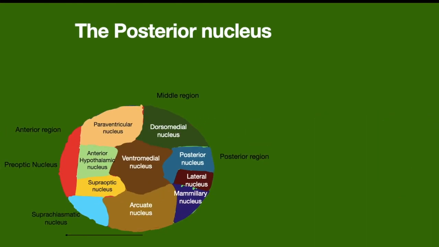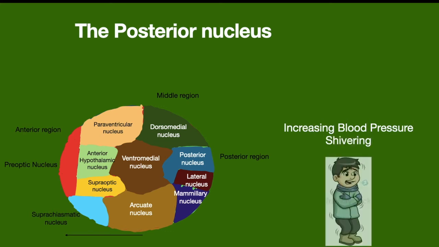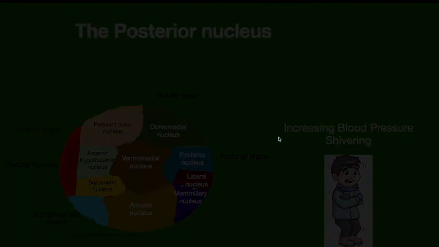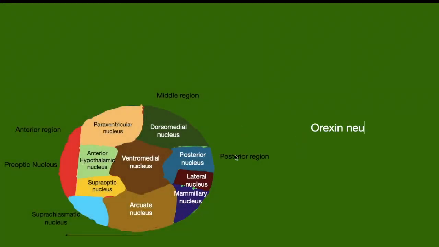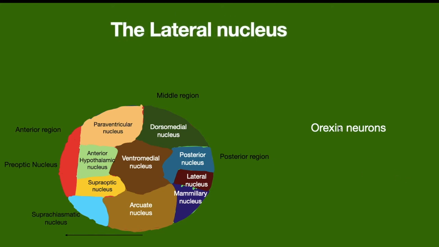Now we have the posterior nucleus, the blue part over here, and it's important for increasing your blood pressure. It's also important for shivering. So our last part is the lateral nucleus, and it's important for orexin neurons. So orexin neurons are like these multifunction neurons which work a lot in the unconscious parts of the brain. So by unconscious, I mean stuff that you don't think of doing, like heart beating and your digestive system working and your lungs breathing, that kind of stuff. So those are the parts of the brain, the parts of the hypothalamus.